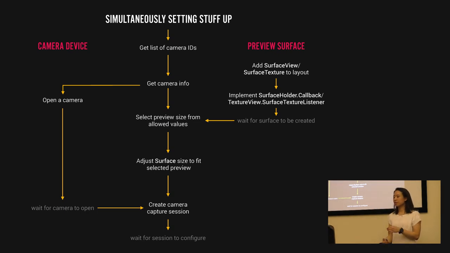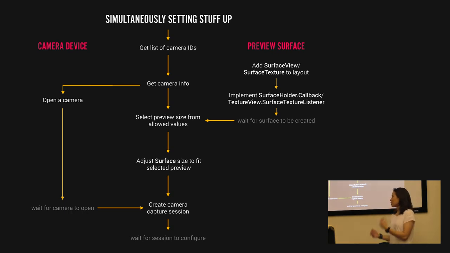So when you start a preview, you can't just say, oh, here's an 1800 by something surface, go ahead and draw. There are very specific preview sizes that you have to set on that surface in order for it to render correctly. So you don't just have to create the surface and wait for it to be done. You have to grab out the camera info, figure out what size is correct or allowed, and then reconfigure the surface to match that size. Once you have that done, your surfaces are configured. Then you have to wait for the camera to open and be ready. And once you have all those things together, then you can start a camera capture session and then start the preview. So it's a dance, basically.